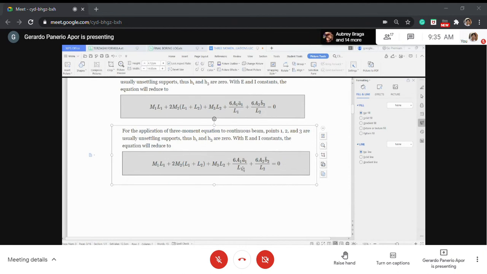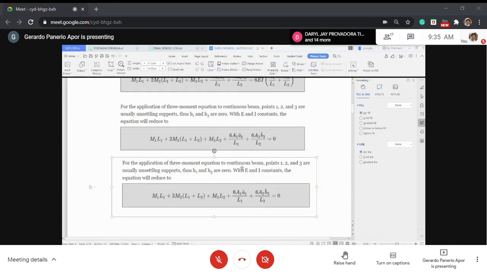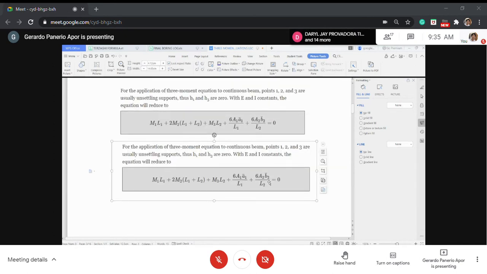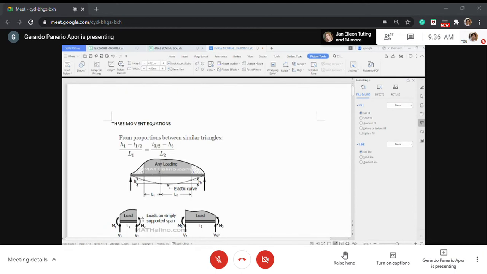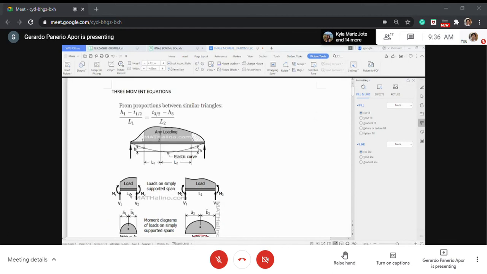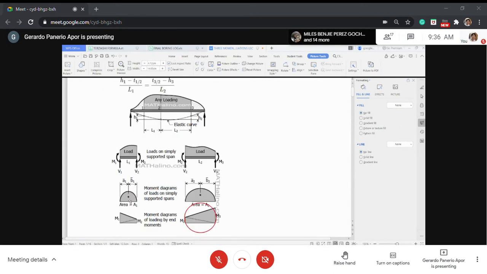How about area 1 and area 2? Area 1 is the area of your moment diagram, assuming that they are simply supported. Also A2 is the area of the moment diagram of span 2. So that is to distinguish 1 and 2. Why is there subscript 1 and 2? Remember we have two substructures here. You have substructure 1, substructure 2. So anything related to substructure 1 has a subscript of 1, like L1, area 1. So this is area 1, the area of your moment diagram.